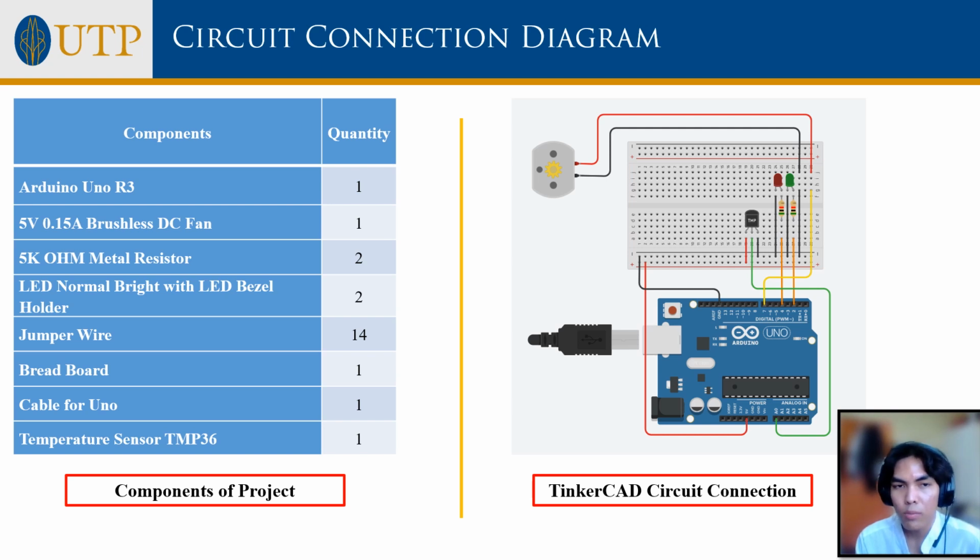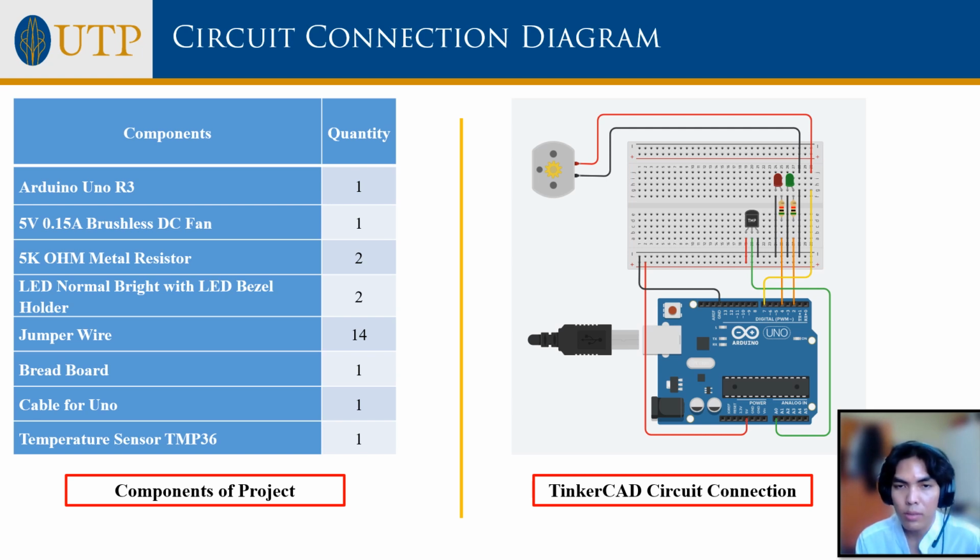The brushless DC fan is the one on the top left, which will be our fan for the laptop cooling pad. The 5k ohm resistors are located on the board, and there are two of them, which can be spotted only below the two colored LEDs, red and green. There are 14 jumper wires connecting throughout this whole board.